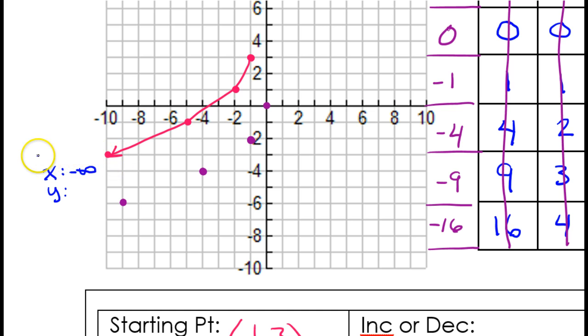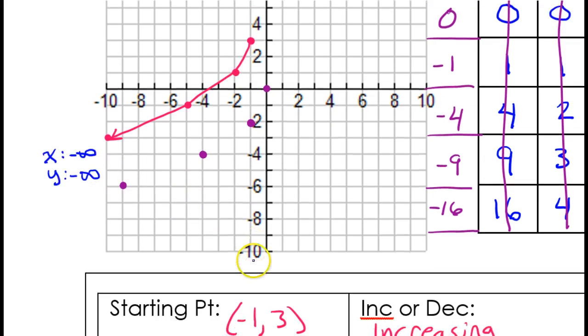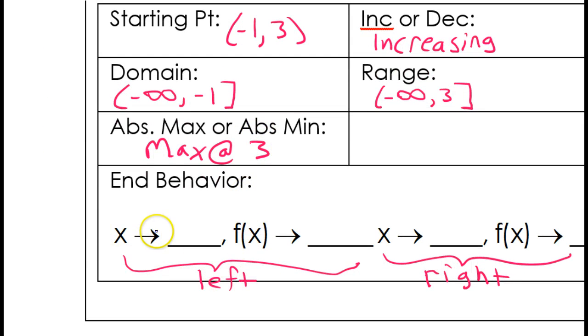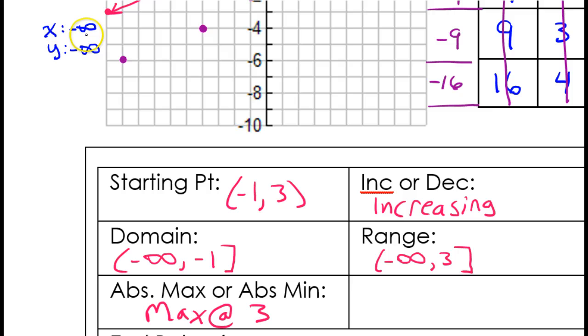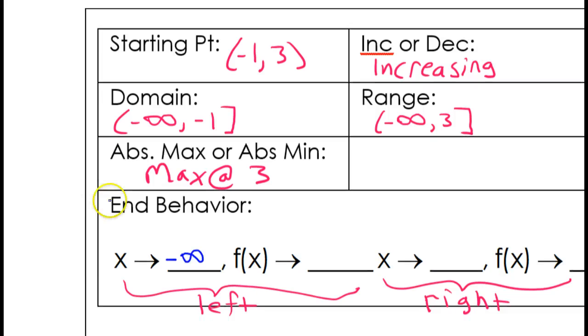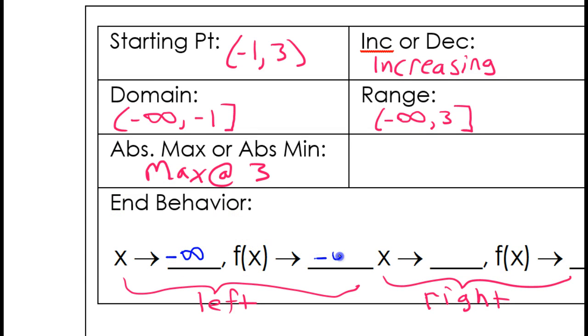Okay, because it's going to the left forever. Now, what are the y values doing? Y values are up and down. Is this up or down? Okay, it's going down, so that's going to be another negative infinity. So that means on the left, as x approaches negative infinity, that's what the x values were doing, then the y values are also approaching negative infinity. So negative infinity, negative infinity. The x values are going to negative infinity and the y values are also.